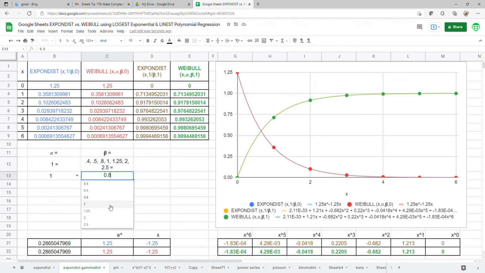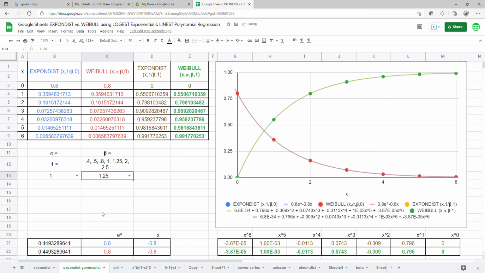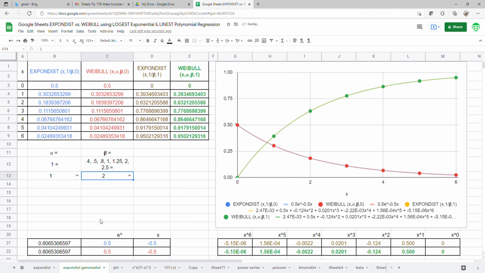Let's say our beta equals 1. So the polynomials are the same in the cumulative distribution function. Likewise the probability density function, they're also 1 times e to the minus x. Change this to 1.25. Now it's 0.8 times e to the minus 0.8x. And in the cumulative distribution function, they are still the same. Increase this to 2 and increase this to 2.5.